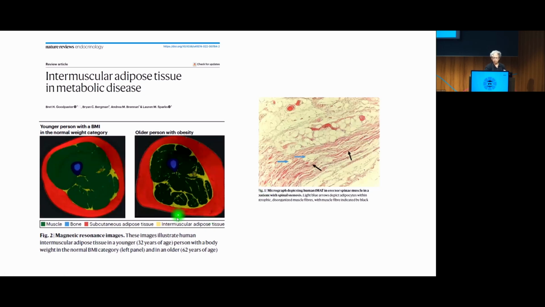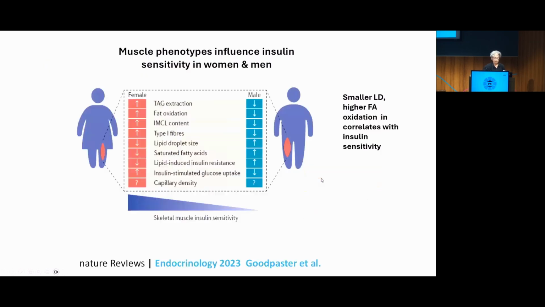In a person with obesity or in a person who's unhealthy, you can see the muscle here, but you also see adipose tissue within the muscle adjacent to it. This is an extreme example, but it illustrates the point. So why do we care about lipid droplets in peripheral tissues like muscle where it doesn't belong?